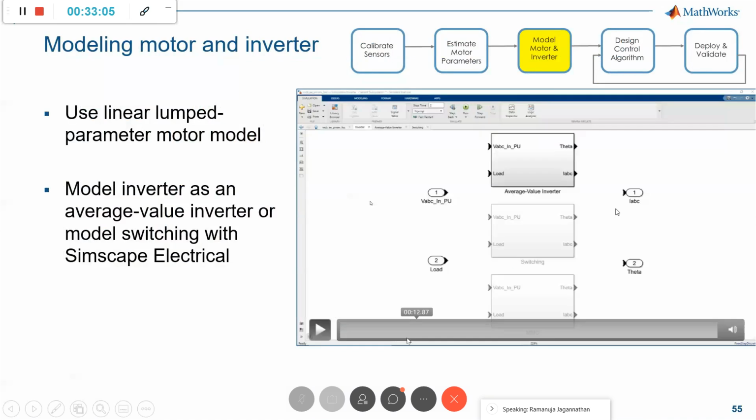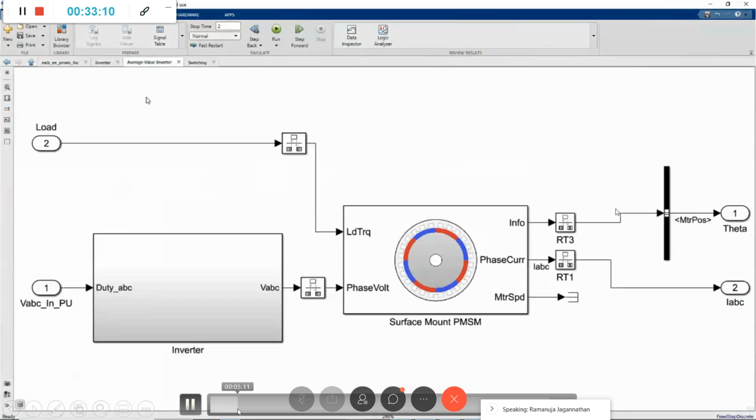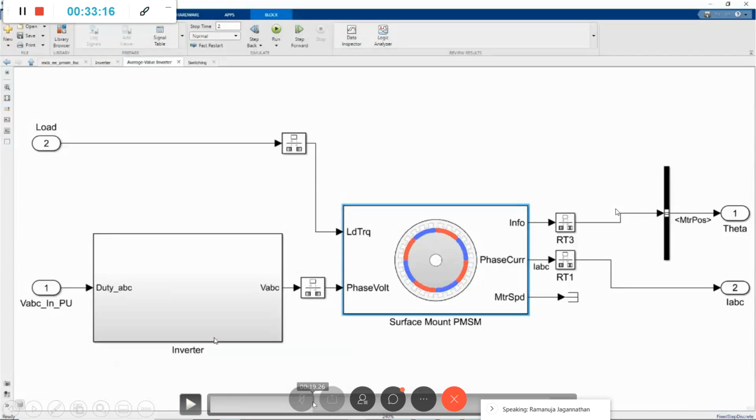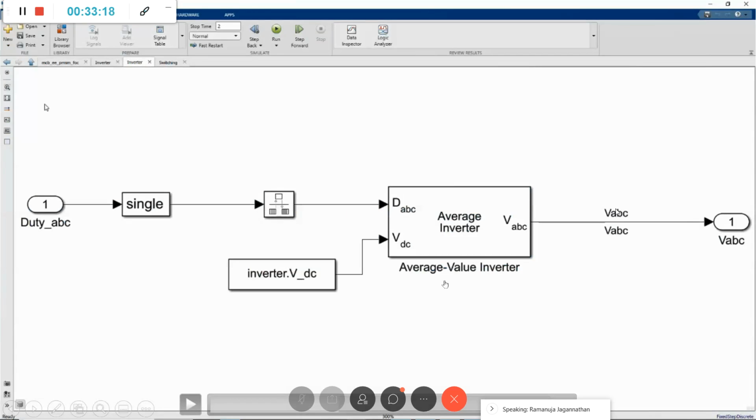Now, here we have some variants. We have an average value inverter where typically you have a lumped parameter motor model, which has some basic motor parameters. And then if you go into the inverter subsystem, you would see an average value inverter. Now, this could be really useful in quickly estimating the control parameters and iterating over several design parameters.